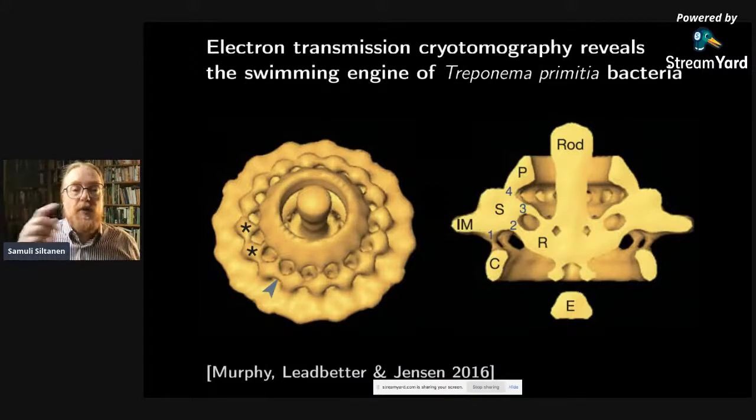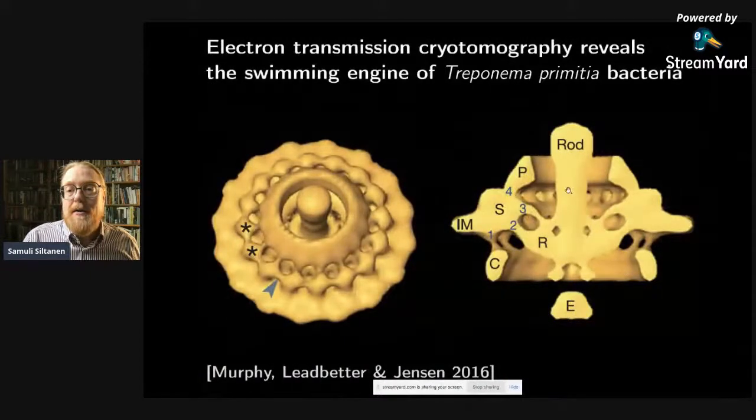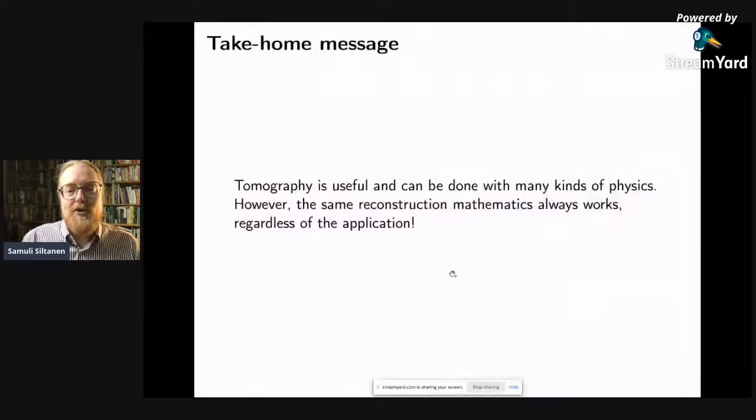So this is rotating and rotating, some kind of swimming part of the bacteria. So we can see that actually the swimming engine has all the similar parts that a human-made electric motor has. Although, of course, this was built by evolution much before there were humans. But with tomography, we can see both things big and small, which is quite amazing to me.